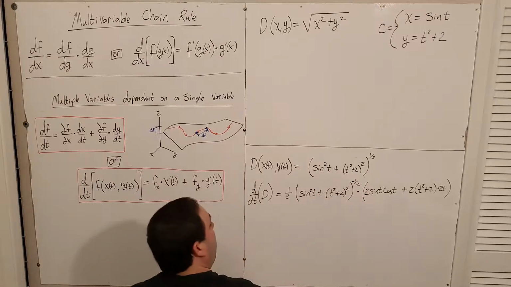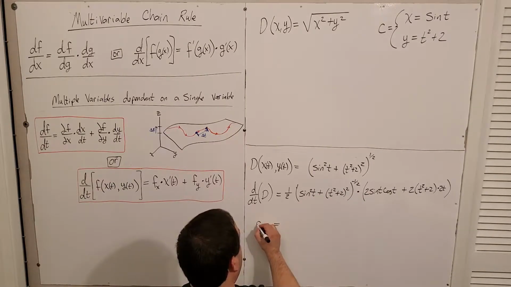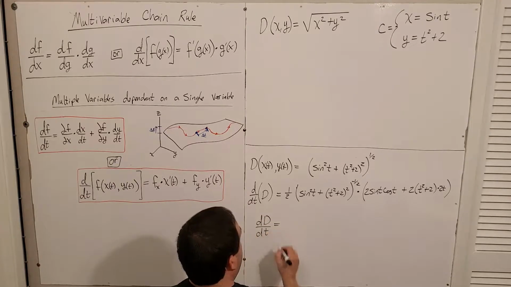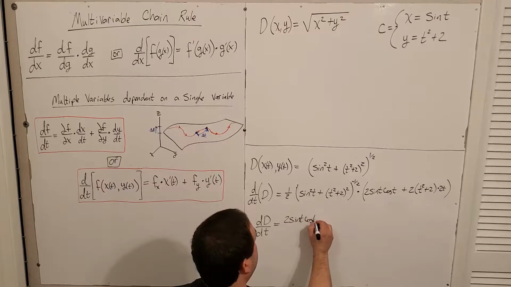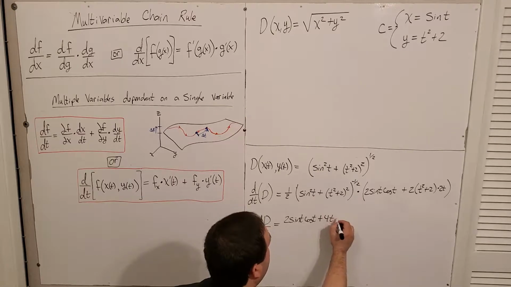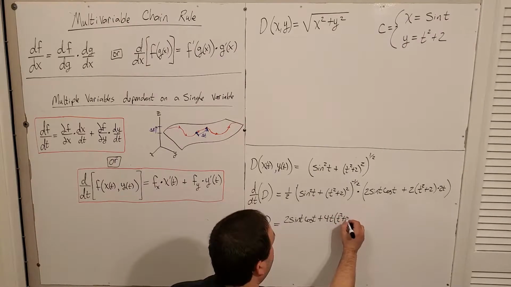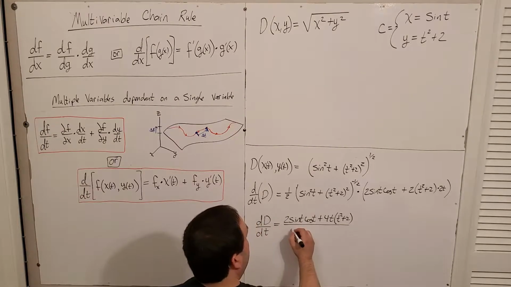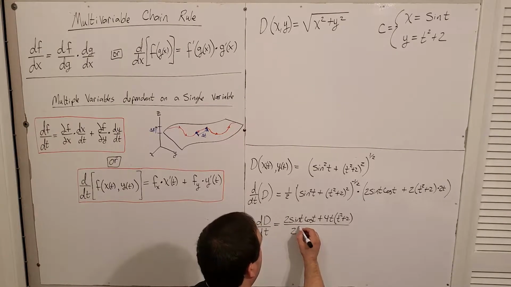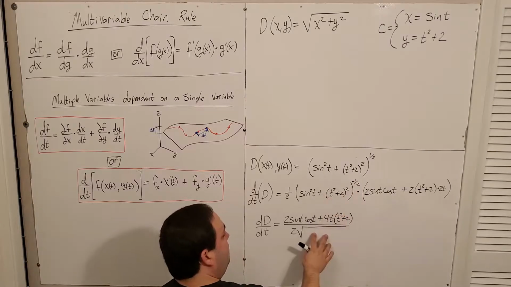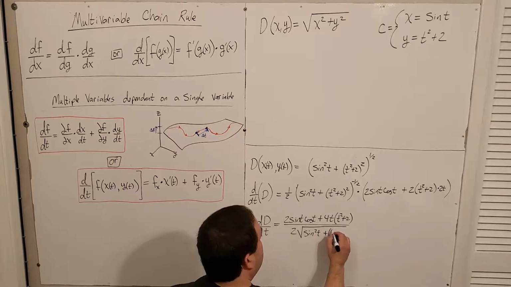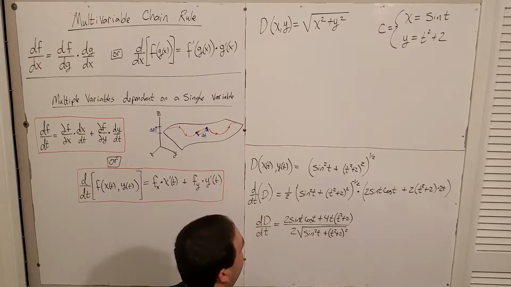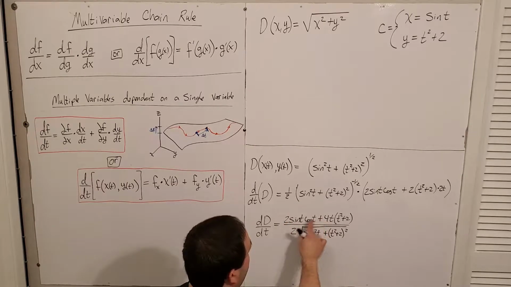And then, of course, you would want to rearrange this. dD/dt would then be 2 sine t cosine t plus 4t times t squared plus 2 over 2 times, let's see, square root, right? Because negative power is going to put it in the denominator. I've got a 1/2 power sine squared t plus t squared plus 2 squared. I could reduce a 2 out of each one also.